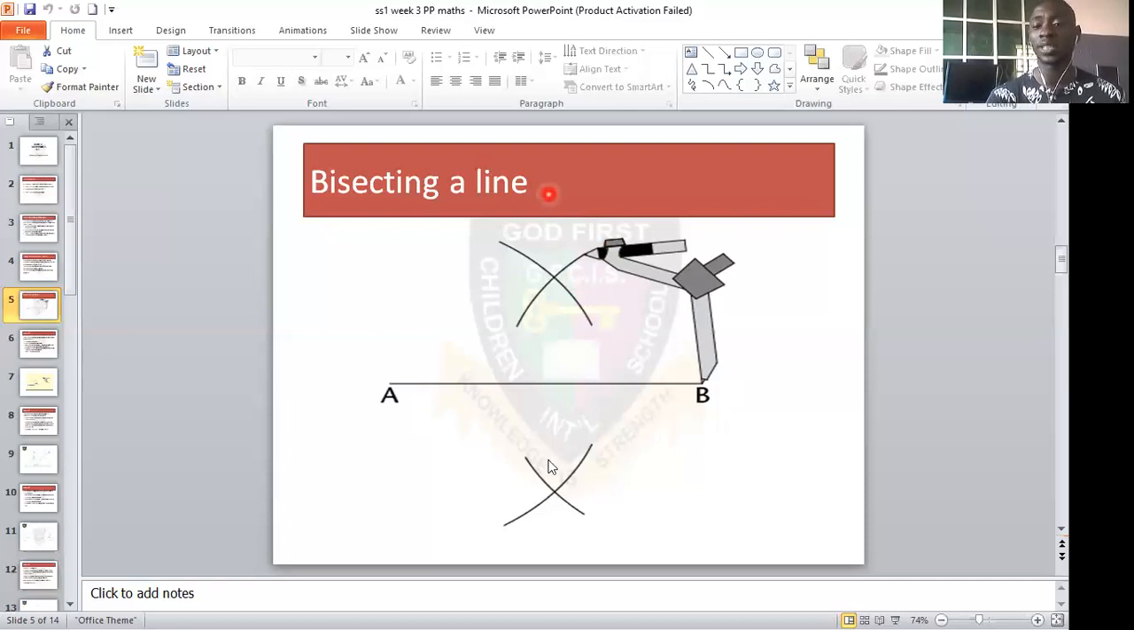You see, this is a perpendicular line, a straight line. And that's how you can form angle 90 degrees. That's an angle 90 degree there. But that's how you bisect a line. So we'll go to the next thing.